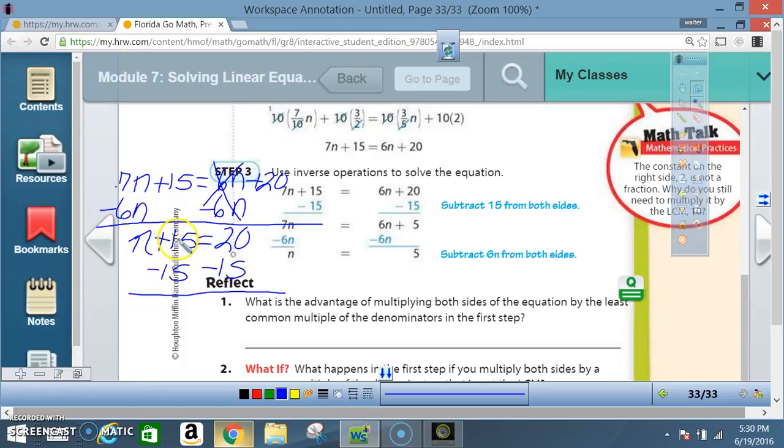Now, what's a positive 15 when combined with a negative 15? That's going to be 0, so that's gone. So now I'm left with n is equal to 20 minus 15, which is 5. Don't forget that there's a 1 in there.